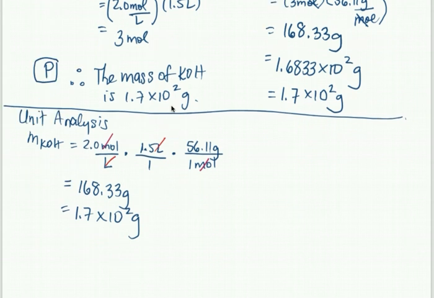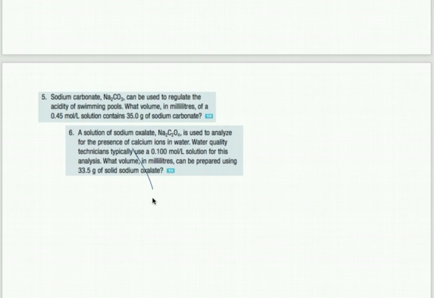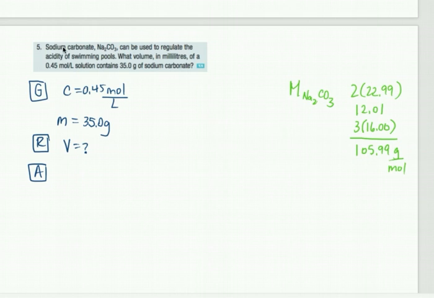All right, next one. So we have number 5. Question number 5. Sodium carbonate can be used to regulate the acidity of swimming pools. We need to find the volume in milliliters of a 0.45 mole per liter solution that contains 35 grams of sodium carbonate.